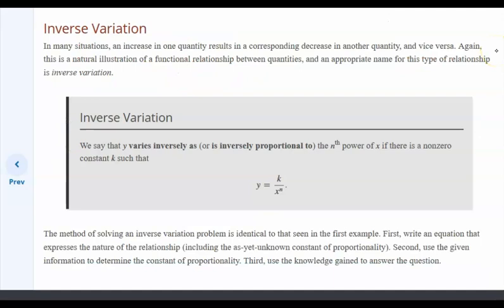Here, they're introducing indirect or inverse would be a synonym for it, variation. And here, the general formula, y equals k over x. And that may have an exponent sometimes. Take a moment, read through this. Now we're going to follow the same protocol that we did for the other.